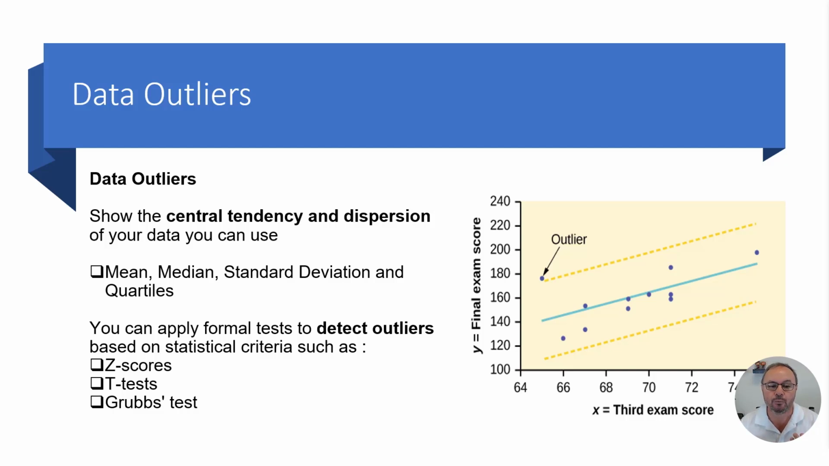Now, let's say we want to apply a formal test. What kind of a test could we actually apply to detect outliers? Well, it could be a z-score, it could be a t-test, it could also be the Grubbs test as well. I'll talk about those here in a few minutes. Now, what about if we want to show the full range of our data? We could be using, for example, scatter plots, box plots, even violin plots as well.